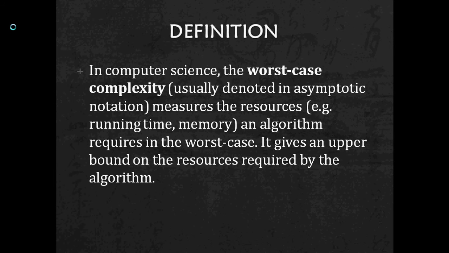In computer science, the worst case complexity is usually denoted in asymptotic notation. So an algorithm takes time and it takes up memory. Algorithms that run faster than others are usually the ones chosen in the business world or in robotic measurements. It gives an upper bound on the resources required by the algorithm.